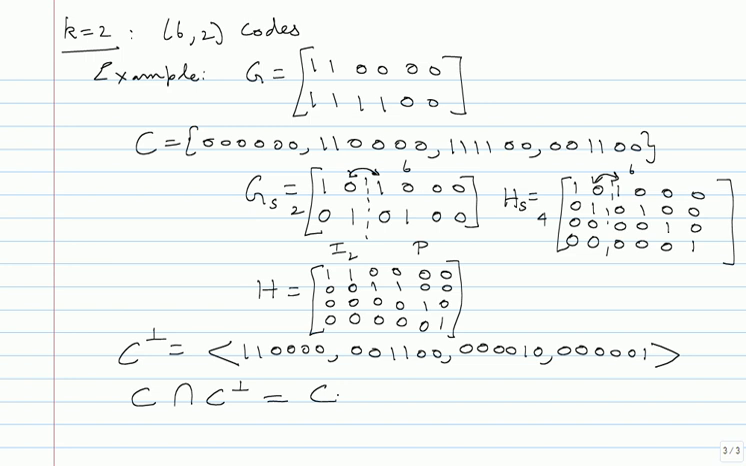So you notice what's happening. All these interesting things will happen. This is a surprise. C is contained in C perp. Codes like this are called self-orthogonal. It's a very nice natural terminology. This is called self-orthogonal. So such crazy things can happen in binary vector spaces.